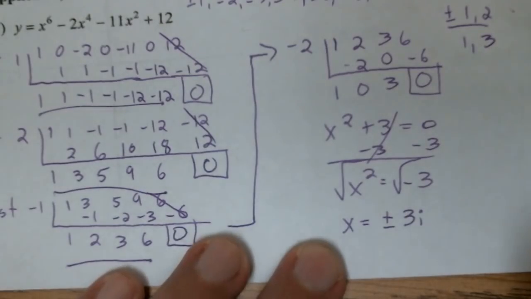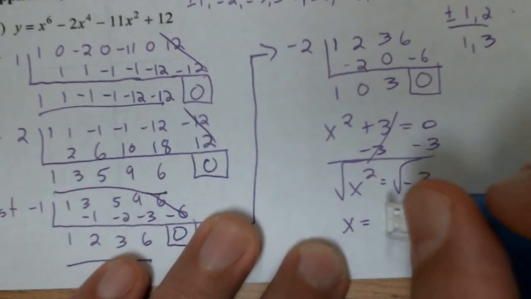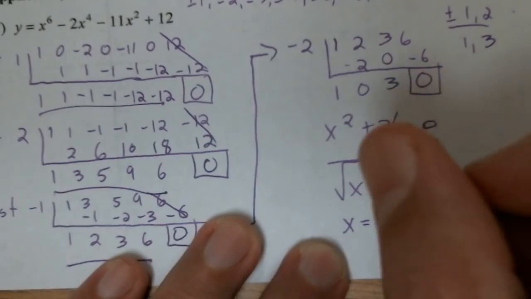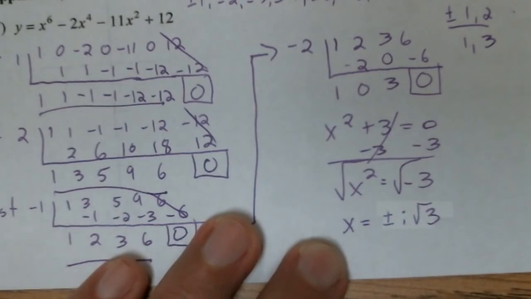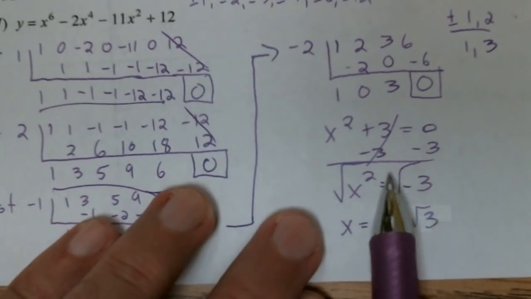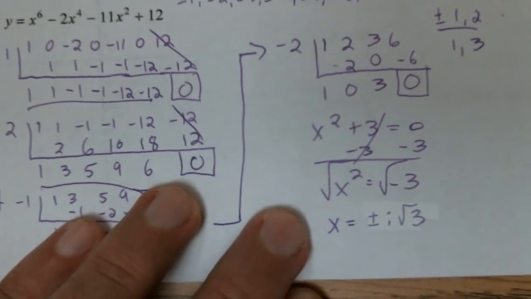Or excuse me, let's back that up. That is going to be plus or minus i times the square root of 3. Okay, sorry. i pops out, plus or minus i root 3.